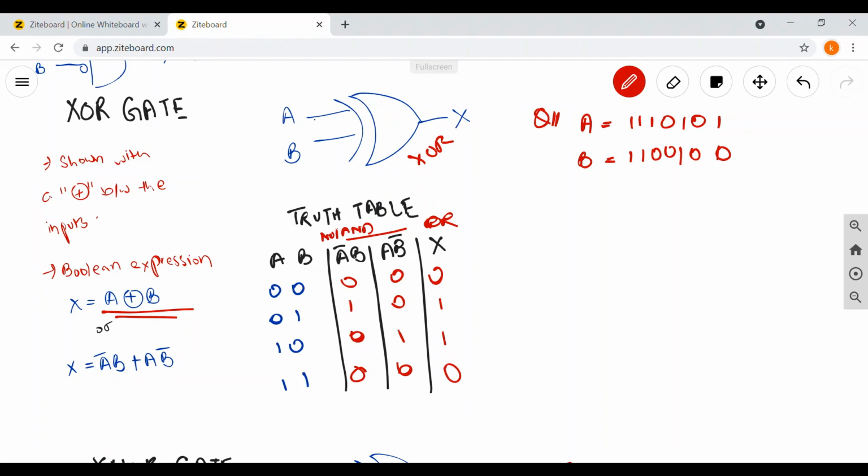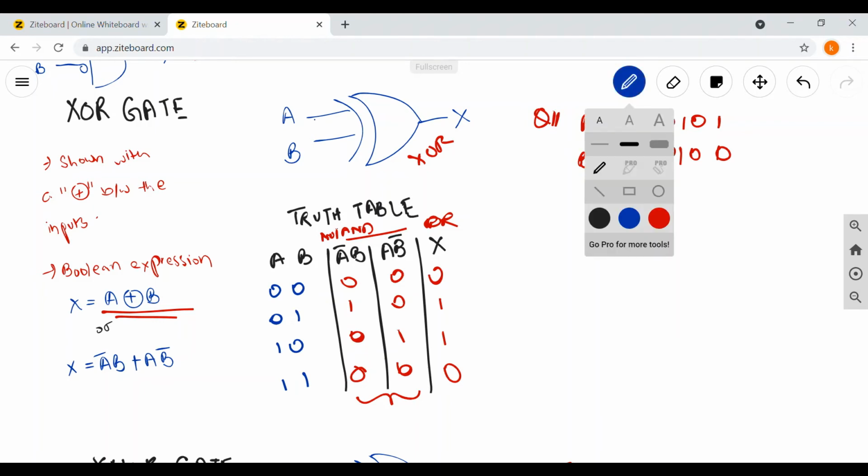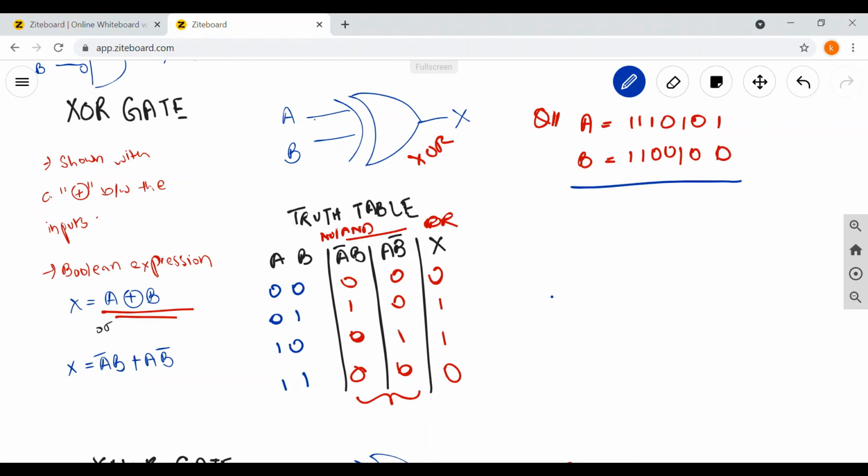Now you don't really need to draw this, you can just get the direct output too, but just to explain to you guys how to get this output, I'm doing this. Right, so now let's draw the waveform for this question, a, b, and x. 1 1 1 0 1 0 1 and 1 1 0 0 1 0 0.